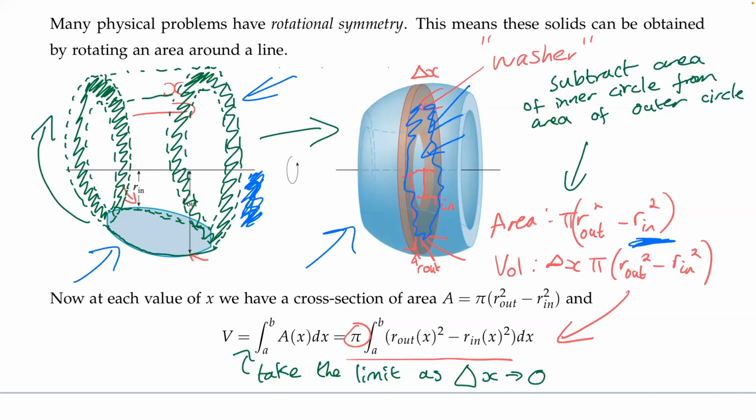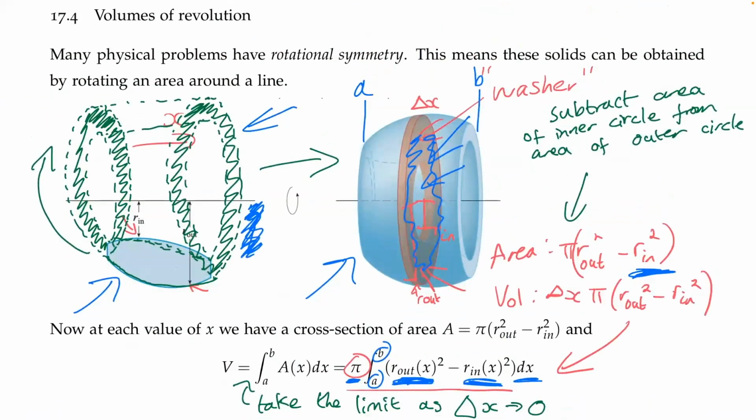So when we integrate this and that delta x gets smaller and smaller and turns into a dx, we need to take the integral of pi on the outside, that's just a constant, so it can come out, it doesn't need to be in the integral, of our outer radius squared minus our inner radius squared. This ultimately gives us the volume of this solid as we integrate from A to B, if this was our A and this was our B. That was about it for the pre-lecture material.